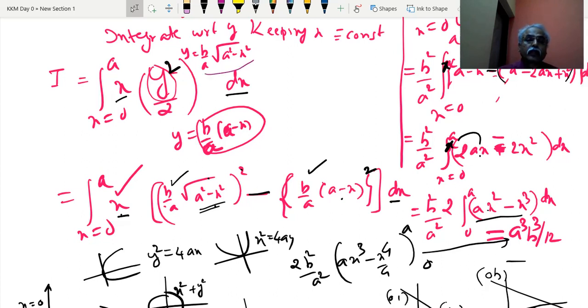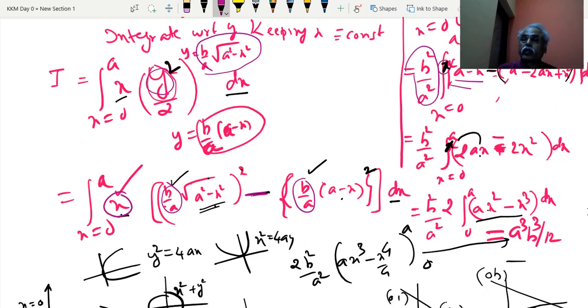The upper limit is whatever is there, you just copy this and put it here inside, squared, minus the lower limit, which is not 0 this time: b by a into a minus x, whole square. When I square it, here also b square by a square is there, and here also b square by a square is there. You can take it out in this fashion. So square root and square go, leaving a square minus x square, minus a minus x whole square, because this whole bracket is squared: a square minus 2ax plus x square. Not to forget this x, so x is multiplied outside.